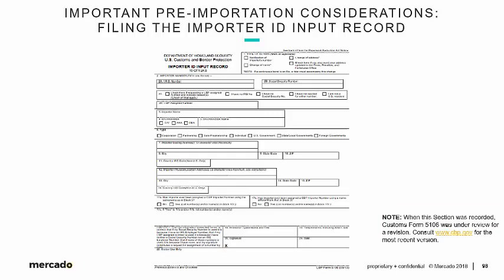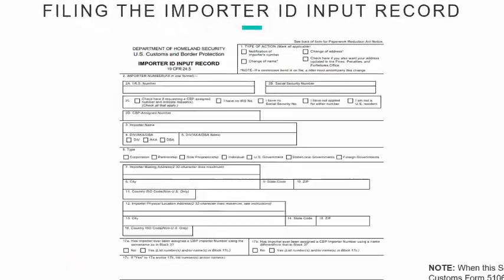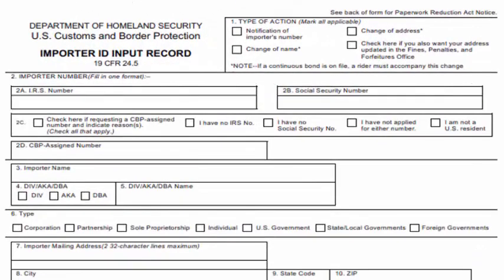Let's see what we're looking at here. Let's begin by saying, and it's down in the lower right-hand corner. We won't zoom in on it, but it's in the lower right-hand corner. We're looking at CBP Form 5106. What we will zoom in on is the top part because it shows the name, Importer ID Input Record, which also makes reference to 19 CFR 24.5. Very likely we're going to see that in just a minute too. So we know what we're looking at here.